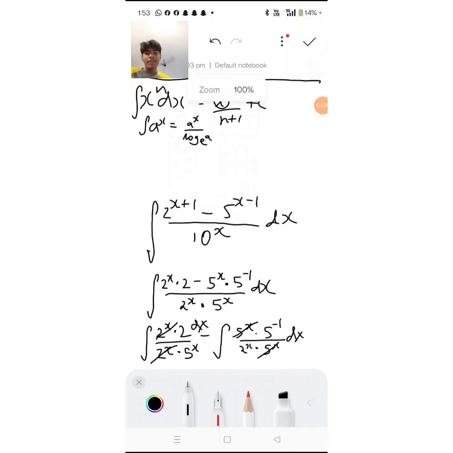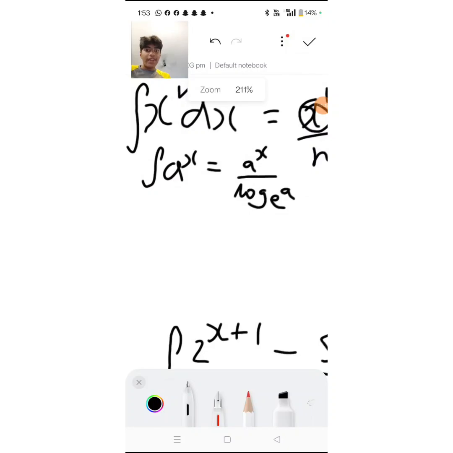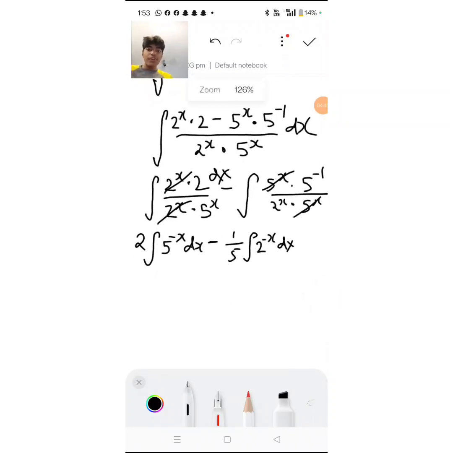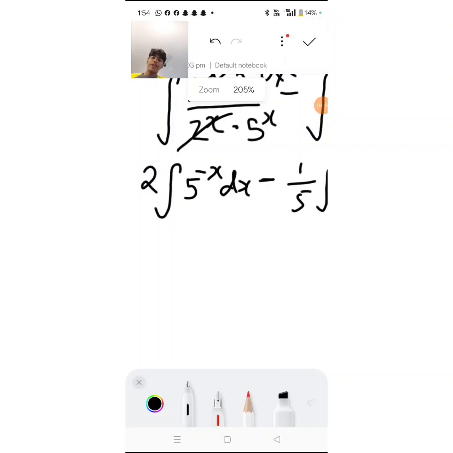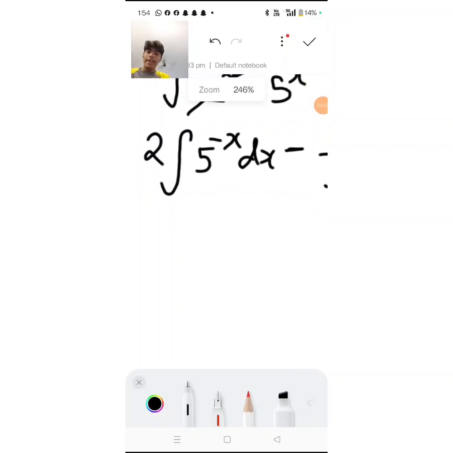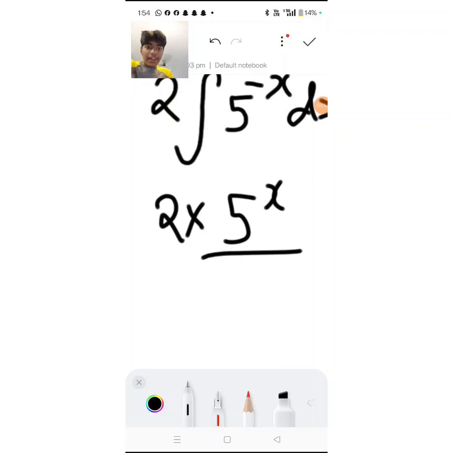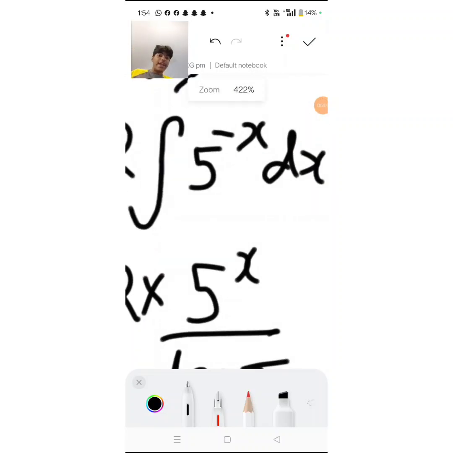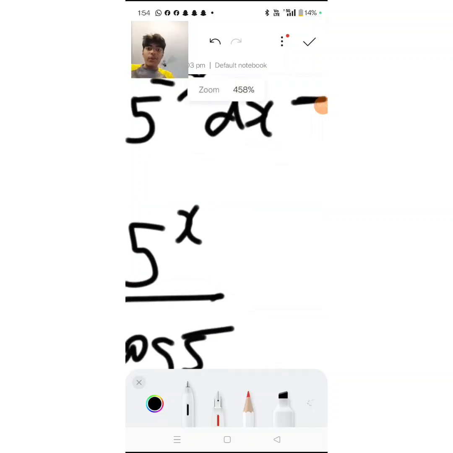As I told you, I'll be using this identity. The integral of a raised to x is equal to a to the x divided by log a to the base e, right? So just like I said, I'll be using that identity. Now over here we have 5 raised to negative x. So I'll just be doing 2 into 5 raised to x divided by log 5. But you have to be careful here. It is 5 raised to negative x, right? Since it's 5 raised to negative x, there's going to be an additional minus 1 over here.